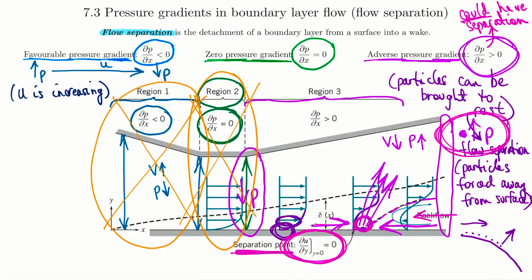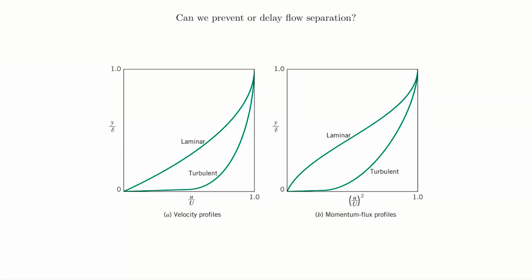So that leads us to the question, can we prevent or delay separation? All right, now we're going to look at laminar and turbulent flows and understand how they behave when it comes to separation. These plots show us the velocity profiles for laminar and turbulent flows. We've learned previously, like in section 6, that you're going to have a more blunt profile for the turbulent one, and laminar is going to tend to be more parabolic, more gradual as you move away from the surface.